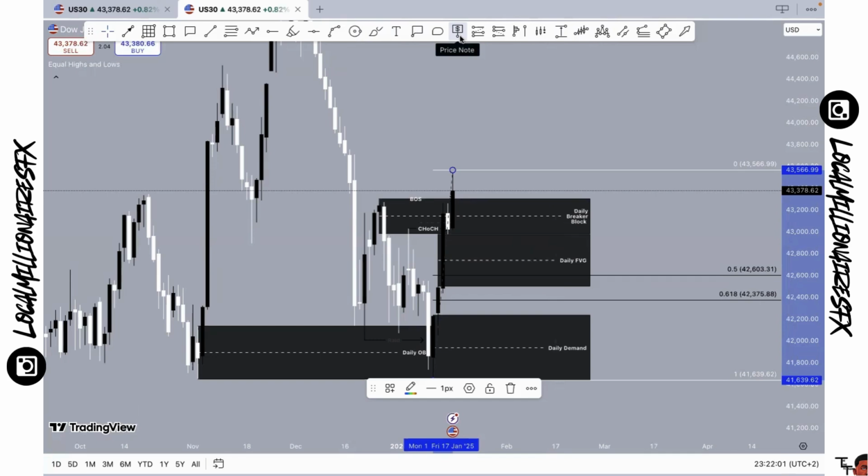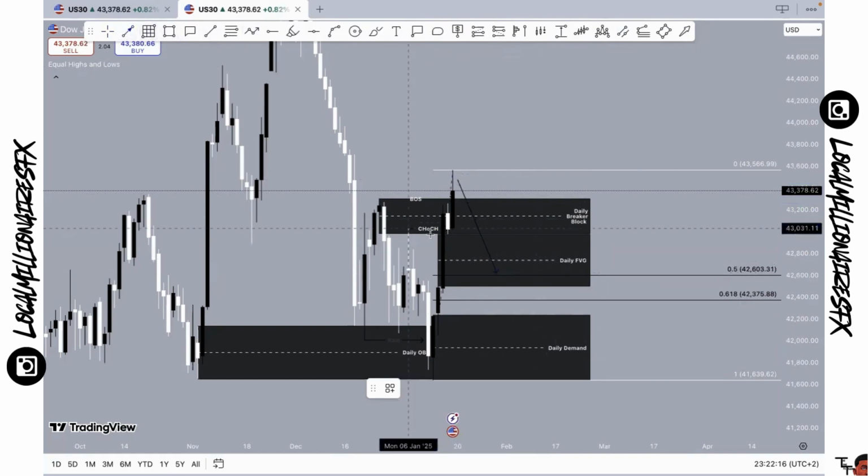So we could see market react and give us some pullback to the market, right? So giving us that pullback into our fair value gap, tapping into our golden zone, and giving us a trade probably in this region here. So we could see some bears taking place, boom, and then from there looking to jump to the upside, right?